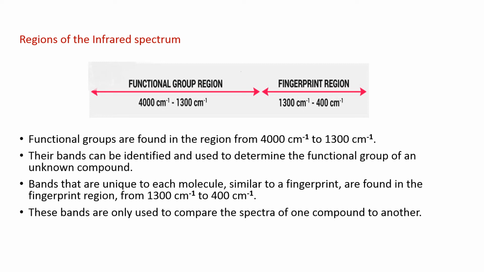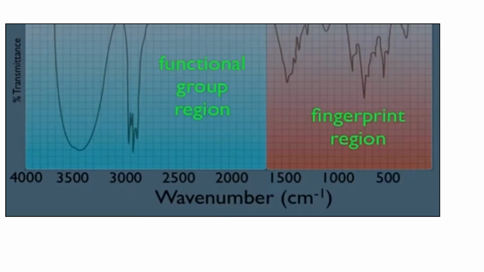Functional groups are found in the region of 4000 to 1300. It's an approximation to 1500 also. Their bands can be identified and used to determine the functional group of an unknown compound. Bands that are unique to each molecule, similar to a fingerprint, are found in the fingerprint region. These bands are only used to compare the spectra of one compound with another. So this is how we have it in the IR spectrum.